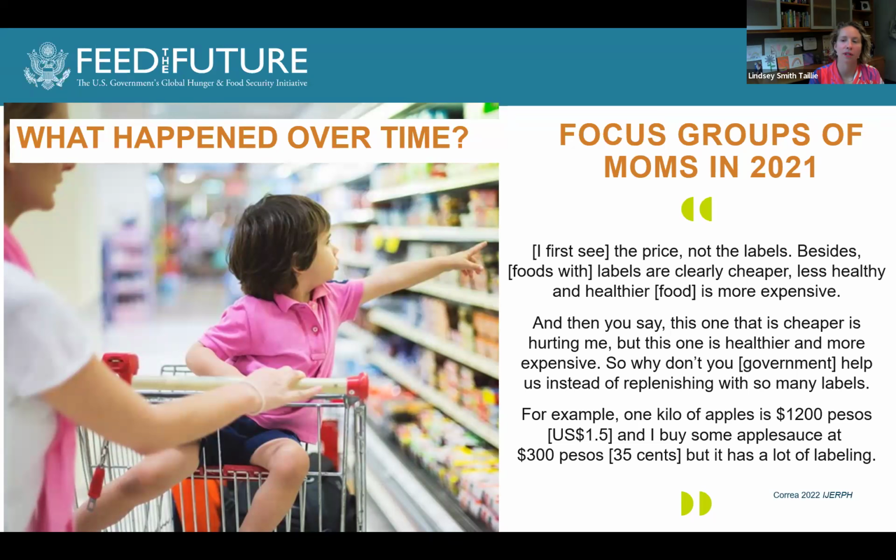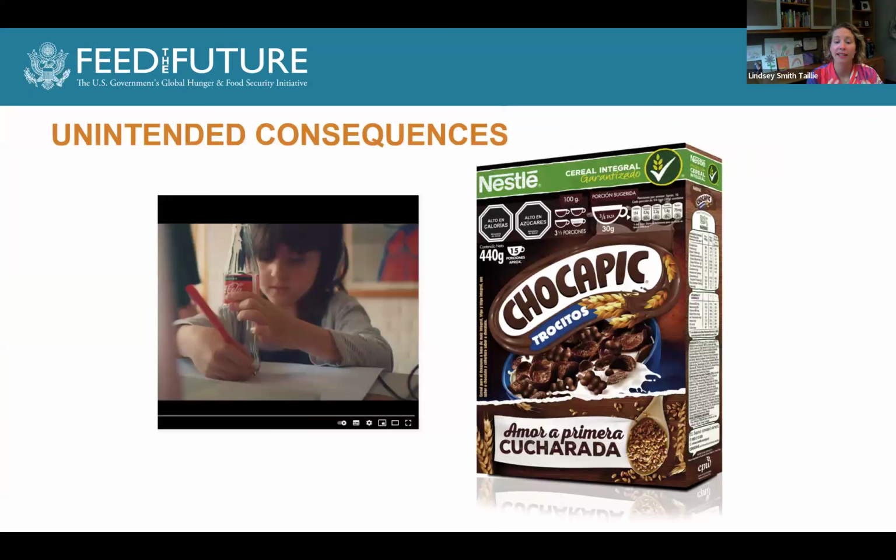Can they actually afford to buy what's healthy? So that was a really important lesson that we learned as part of this evaluation. The second thing relates to other unintended consequences.